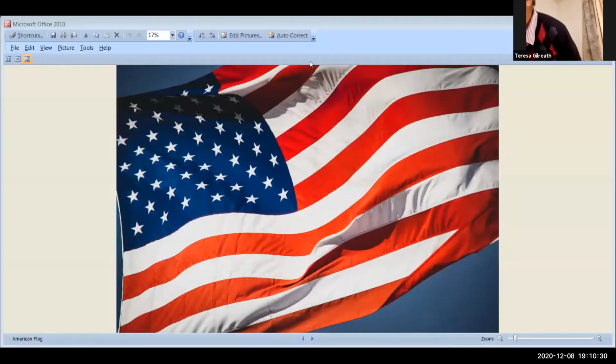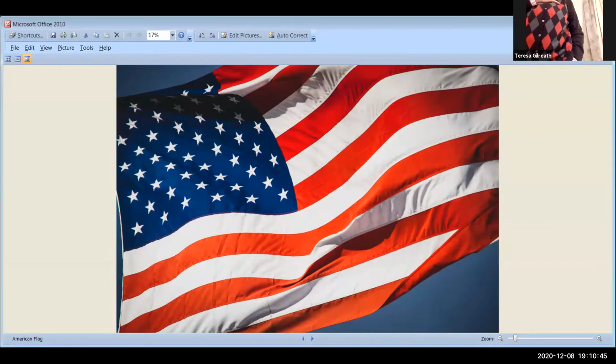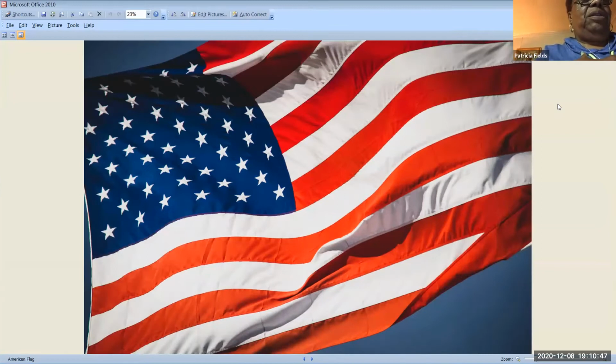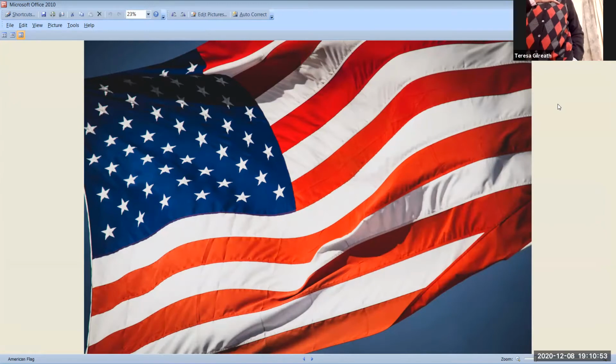I'll stand. I pledge allegiance to the flag of the United States of America, and to the republic for which it stands, one nation, under God, indivisible, with liberty and justice for all.